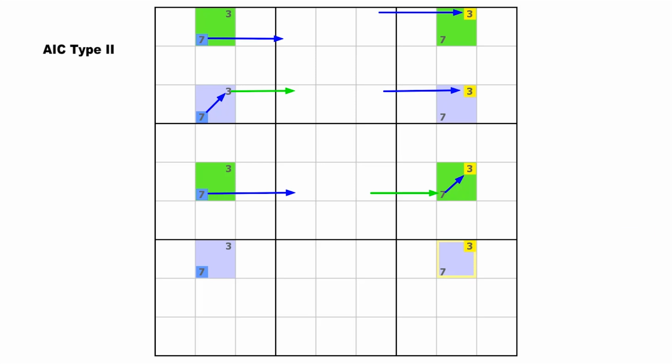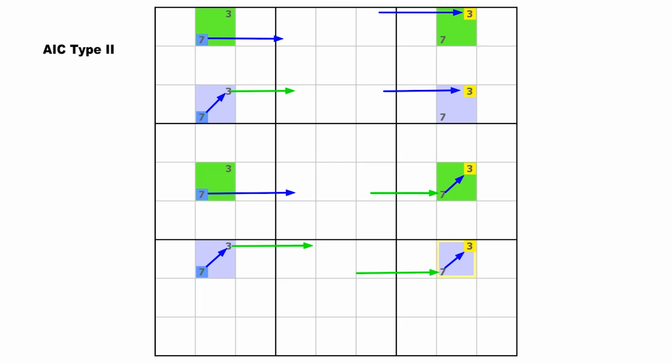And then the final way is that there will be a strong link between the 7 and the 3 in both cells, with the weak link coming out of the first cell on 3, and in the last cell, a weak link coming into the 7 with a strong link going to the 3. Now this fourth one is probably the least common of them, but it does happen, as you will see later.